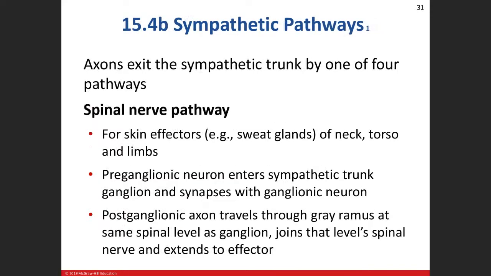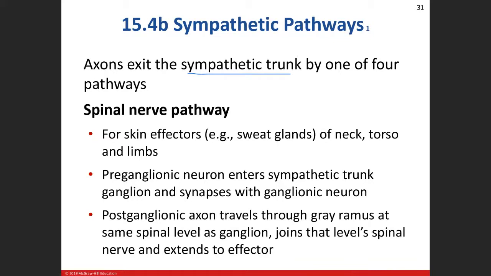Pretty cool. All right. So we're going to talk about now the 4 different types of pathways for the sympathetic trunk. Okay. So this is going to follow what happens now, because we saw you got your preganglionic neuron that goes from the spinal cord, and it's going to go into the sympathetic trunk, right? And then it can synapse in there. It might not synapse in there. But we're going to talk about what happens to the neurons that leave the sympathetic trunk.